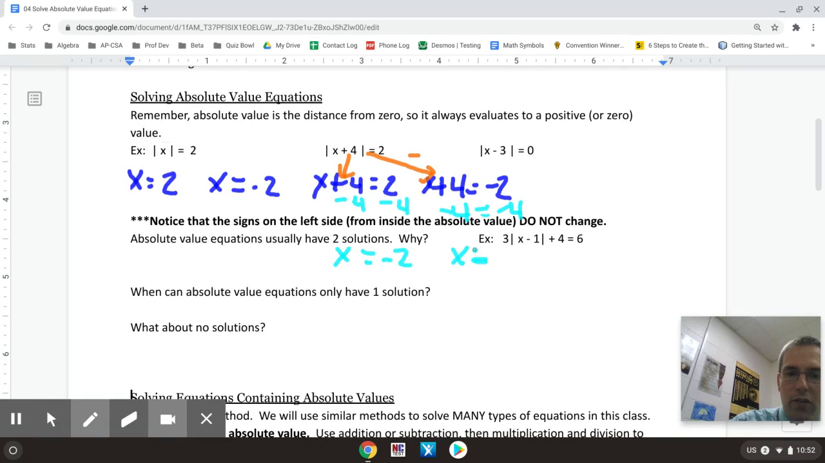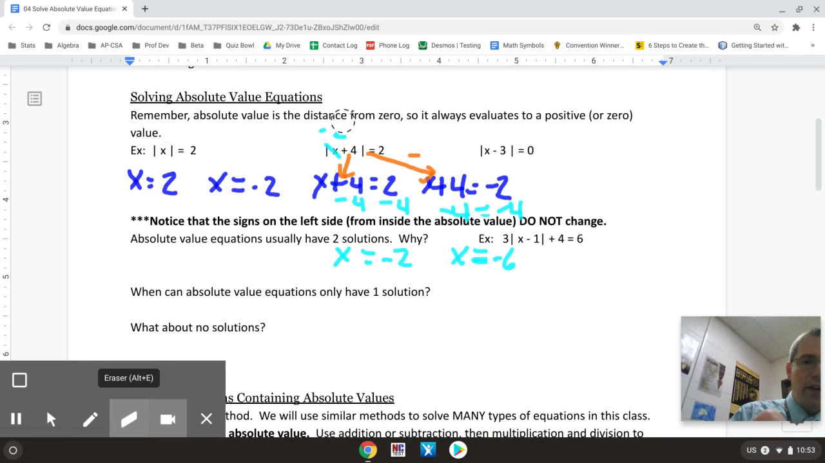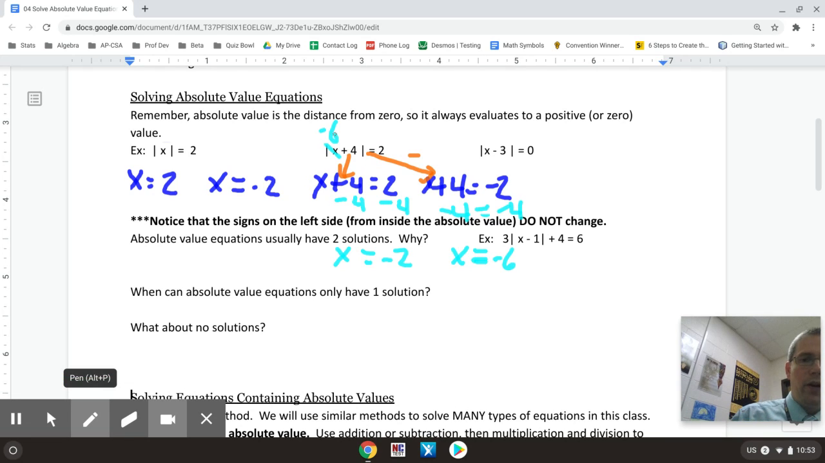Now, both of these answers, the negative 2 and the negative 6, are correct. In fact, if I plug a negative 2 where this x is, negative 2 plus 4 is going to be positive 2. Absolute value of 2 would be 2. On the other hand, if I plugged in a negative 6 in the same place, negative 6 plus 4 is negative 2, and then the absolute value of negative 2 is still positive 2. Usually you get two solutions, one that's positive, one that's negative.